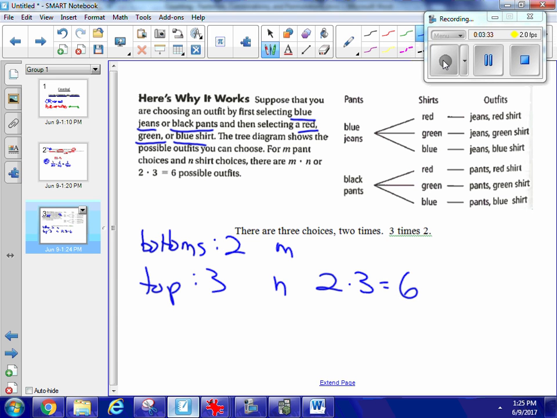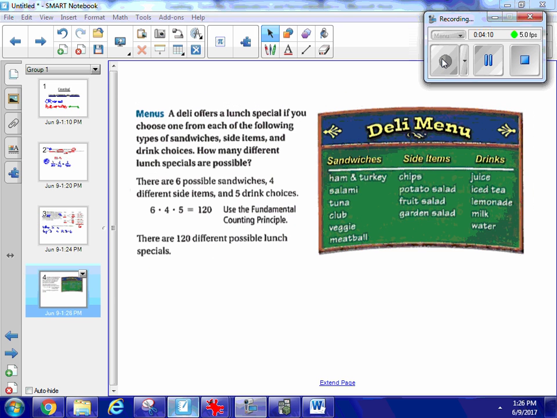And here's how it looks if you make a little tree diagram, which is a very helpful tool. If I pick blue jeans, then I still have a choice of red, green, or blue shirt. So that would make 3 different combinations of outfits: jeans with a red shirt, jeans with a green shirt, jeans with a blue shirt. Or I could pick black pants. I still have the same 3 choices of shirt, so I could have pants and red shirt, pants and green shirt, pants and blue shirt. Total of 6 outcomes.